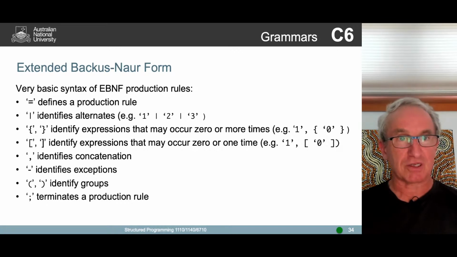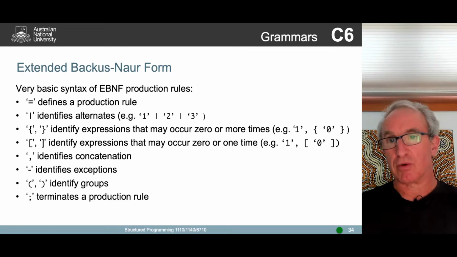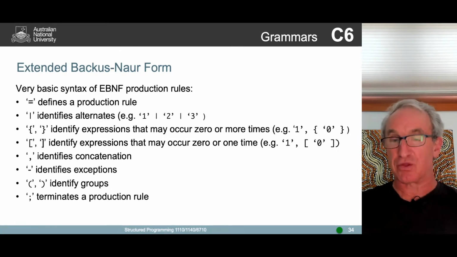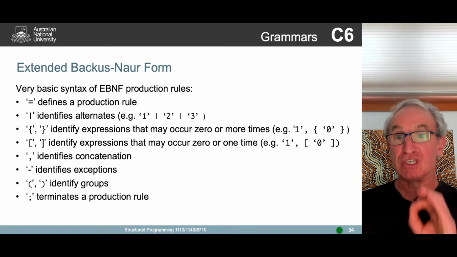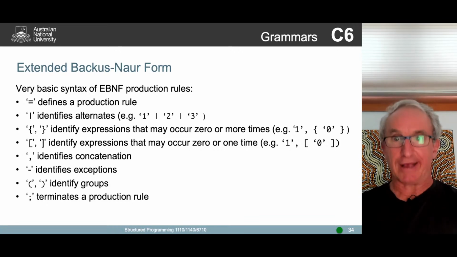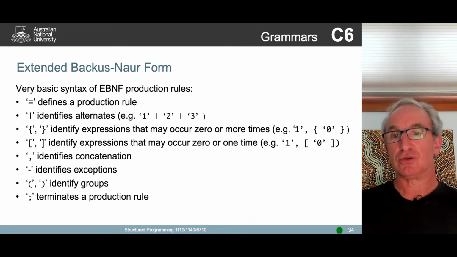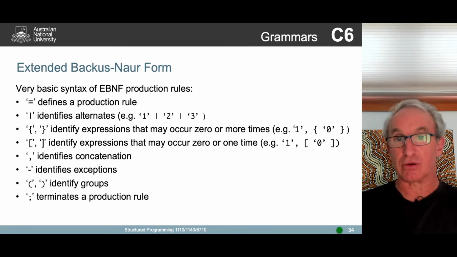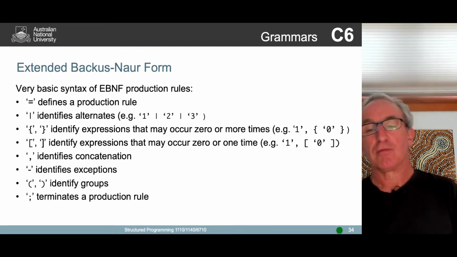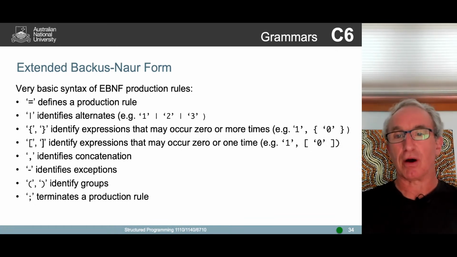And the curly braces have a very particular meaning. They identify expressions that may occur 0 or more times. So, for example, if you say 1, comma, curly brace, 0, curly brace, what that means is that this pattern only allows patterns that start with the symbol 1, but after that it can have 0 or more 0 symbols. So for example, 100 would be a legal thing there because it's got a 1 followed by 2 zeros. Likewise, the number 1 would be legal as well because it's a 1 followed by no zeros. And likewise, the number 10 would be legal because it's 1 followed by one 0. But the number 11 would not be legal because it's a 1 followed by a 1, not followed by a 0.